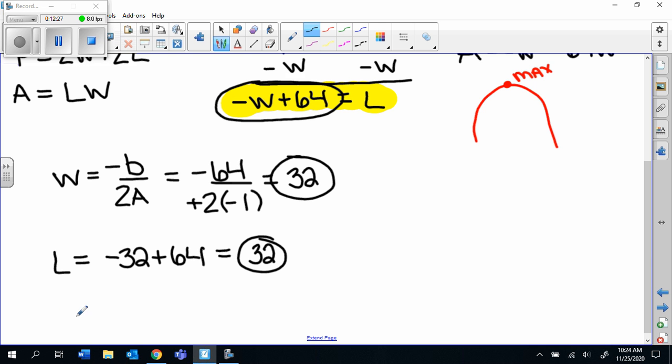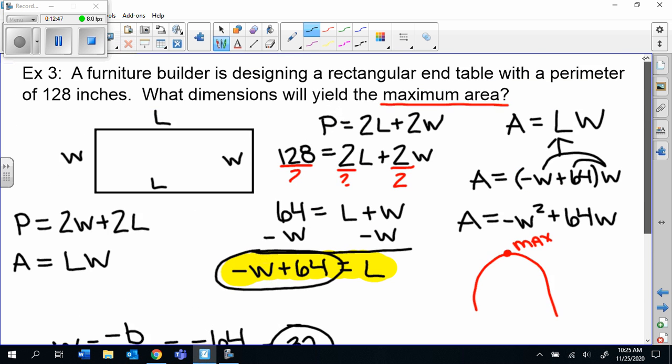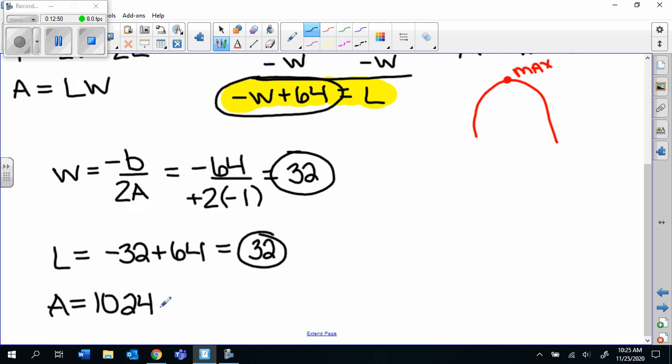So the width would be 32, the length would be 32, which in actuality proves that it would be a square, not a rectangle. And if the question asked you for the area, then length times width is the area. 32 times 32 is 1024. I don't even know if this is yards, meters, inches. Oh, it's a table. Inches squared. So 32 inches, 32 inches, and then 1024 inches squared.